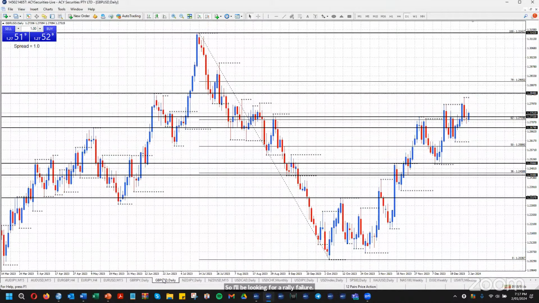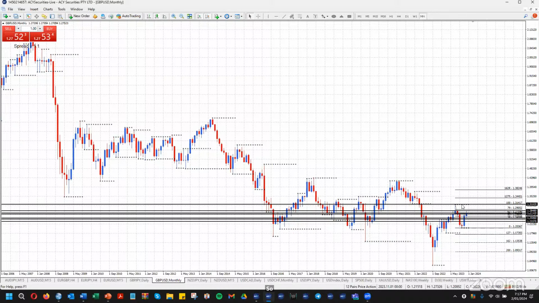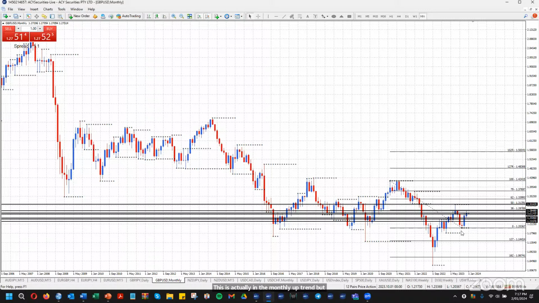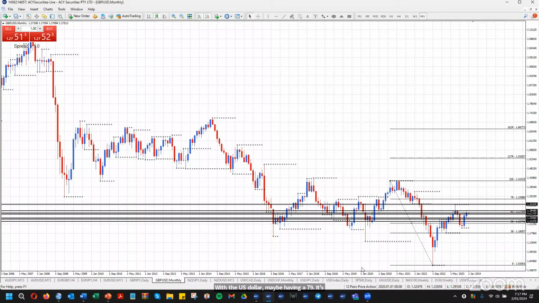Pound dollar. So this is actually in the monthly uptrend, but with the US dollar maybe having a 79% retracement, just worth looking at the higher levels of things. This major range was at the 62 level. So there is the question that maybe all the upward move last year is simply with the obviously big move down. Is that corrective? Trading into the 62 to 79% area, and are we going maybe down this way long term? Are we failing in this area on the bigger picture?